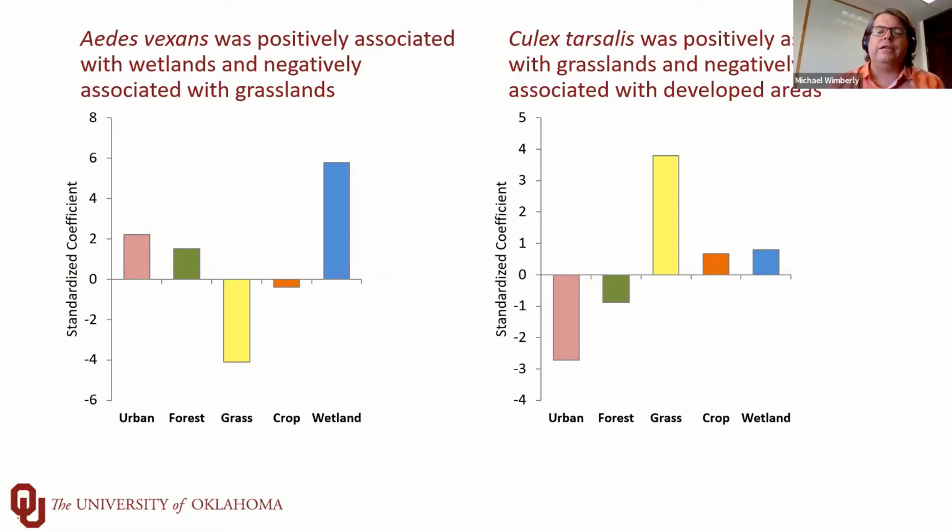Culex tarsalis, we tend to find them outside of urban areas and particularly in grasslands, not wetlands, and not in croplands. Grasslands are open. They don't have a crop canopy over top of them. Sunlight comes in, which is important for the breeding of Culex tarsalis. And we tend to get smaller, more persistent water bodies in ditches and other areas that are strongly associated with Culex tarsalis.